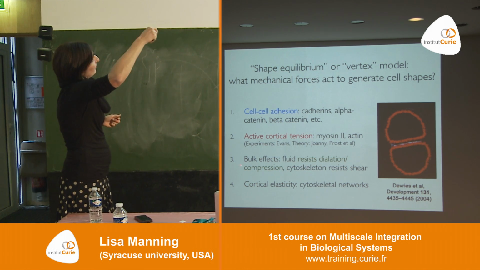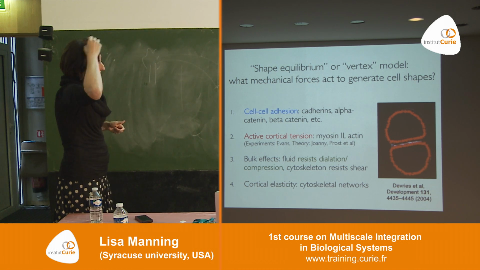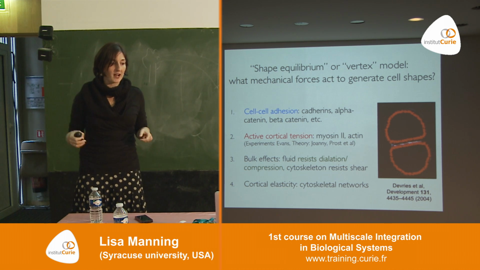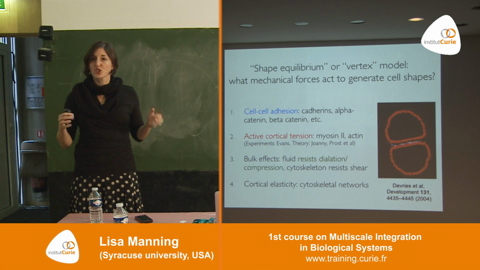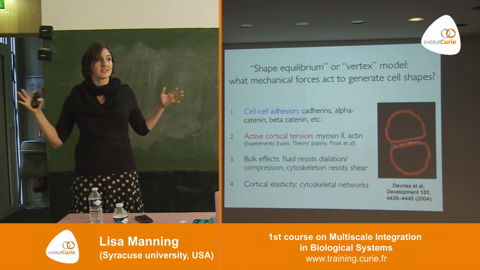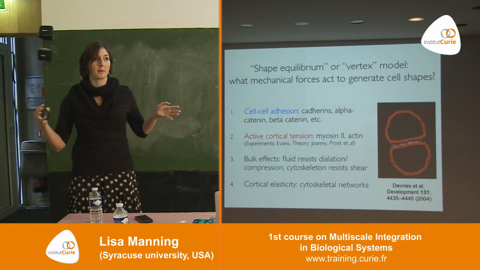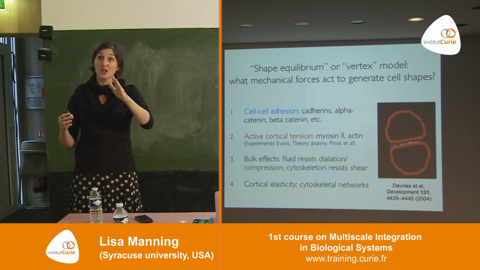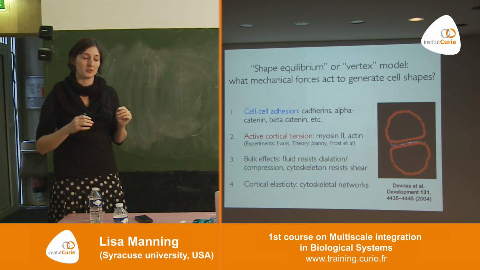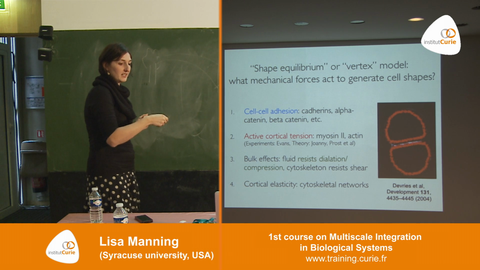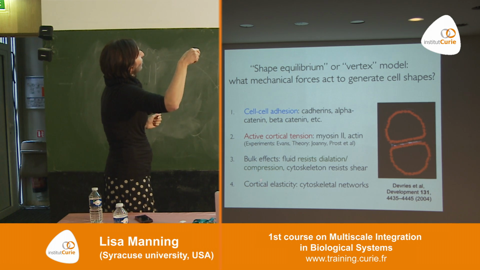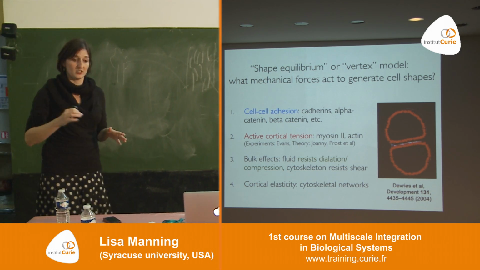There's also bulk effects. For the cell types that I'll be describing, it seems to be a good approximation that the cells don't change their volume, so they resist dilation and compression. They keep approximately the same volume. That's not true for all cells, but it appears to be true for the cell types I'll try to discuss. And also you have some cortical elasticity. The cytoskeleton, in some cases, resists shear.